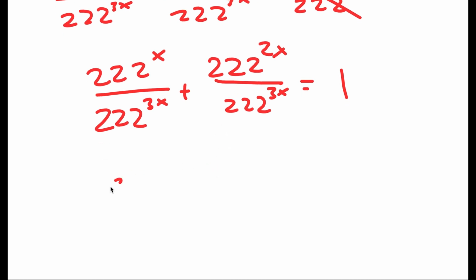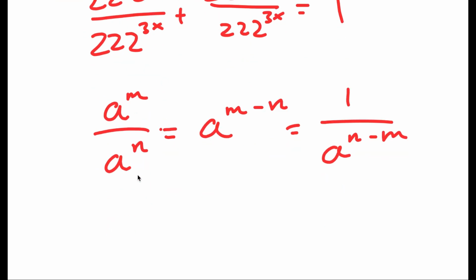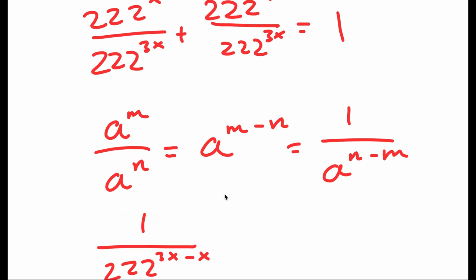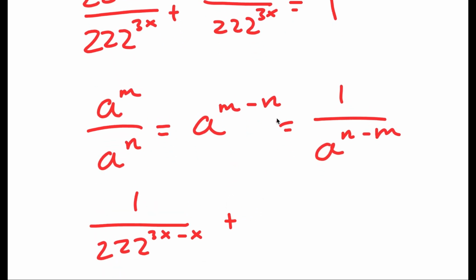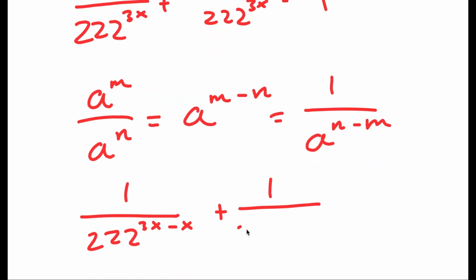Now, if I have something in the form a to the power of m over a to the power of n, this is the same thing as a to the power of m minus n. And a to the power of m minus n is the same thing as 1 over a to the power of n minus m. So 222 to the power of x over 222 to the power of 3x, I can rewrite that as 1 over 222 to the power of 3x minus x. And I'm going to do the same thing for 222 to the power of 2x over 222 to the power of 3x. So this turns into 1 over 222 to the power of 3x minus 2x.